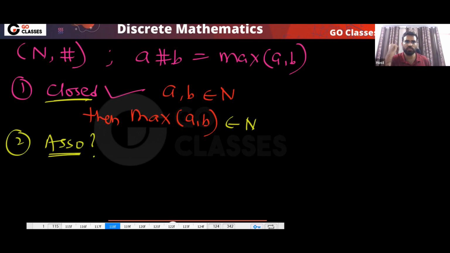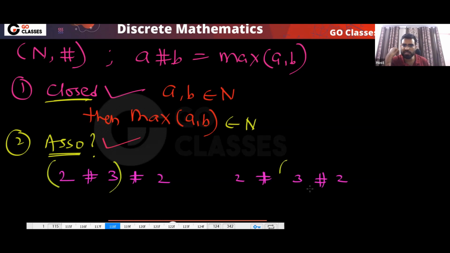Is this associative? Yes, this is associative. What will happen? The maximum will be selected. Actually, the maximum of all three will be selected. For example, if I give you these three elements 2, 3, 2, then tell me, what will happen? Is this same as this?